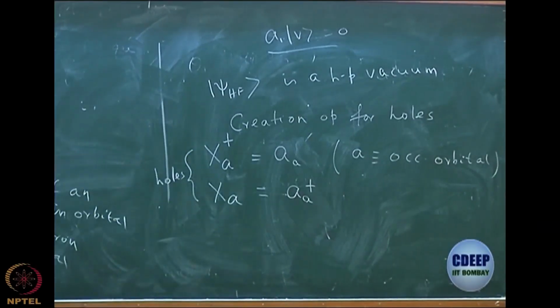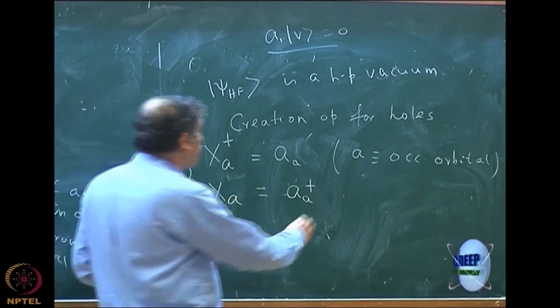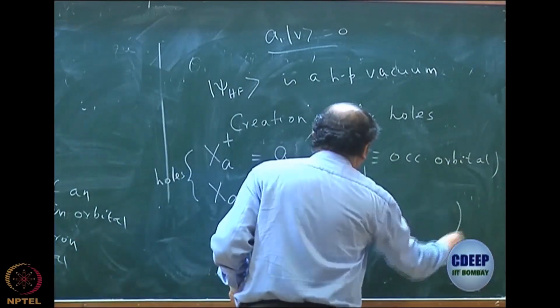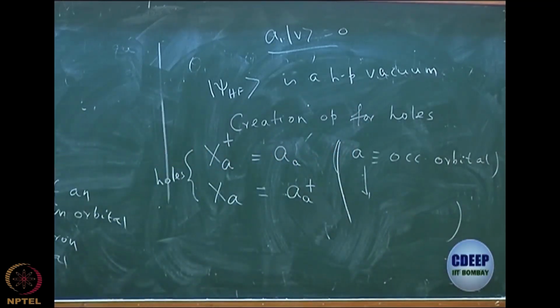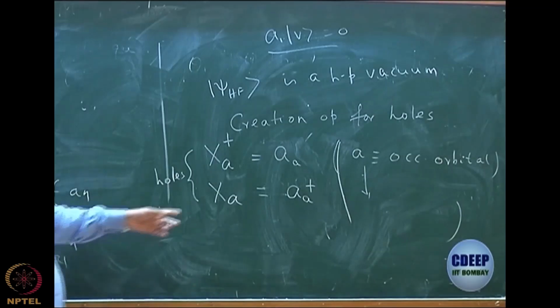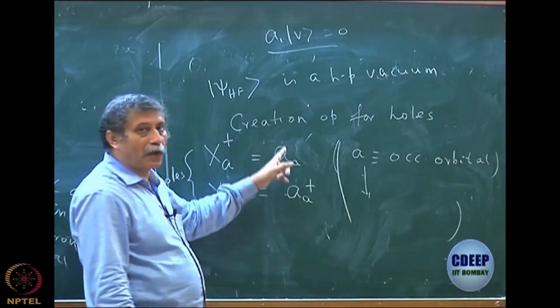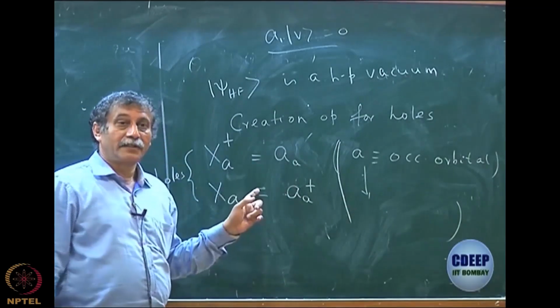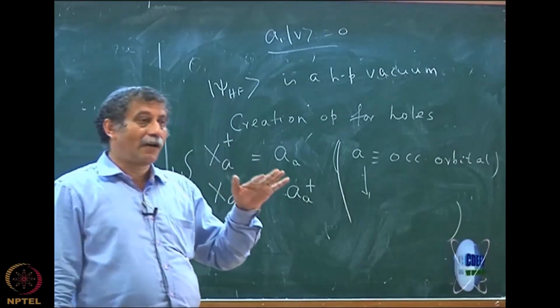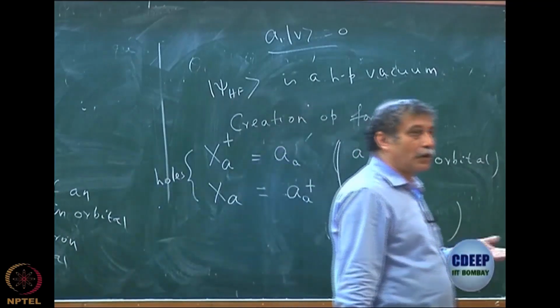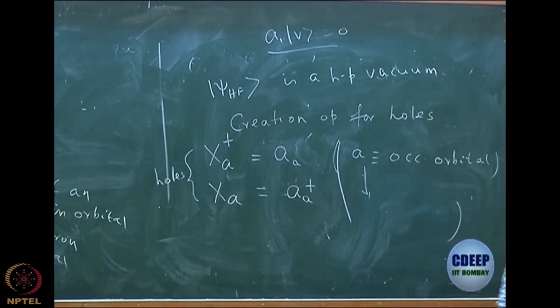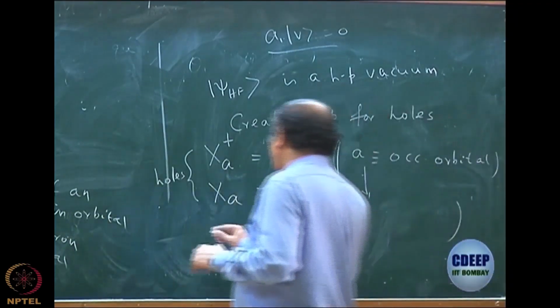So, I define creation and annihilation operators for the holes, and A must be an occupied orbital, that is important. Because holes are only creation, annihilation in the occupied orbital, but exactly opposite. So, normal creation of an occupied spin orbital is actually annihilation of the holes and vice versa. Let me now define particles.